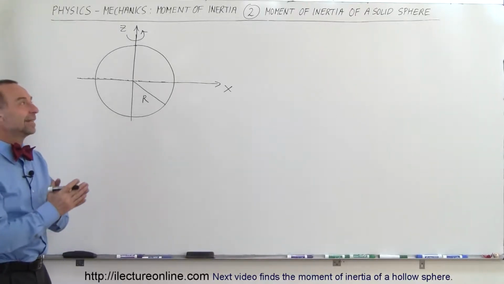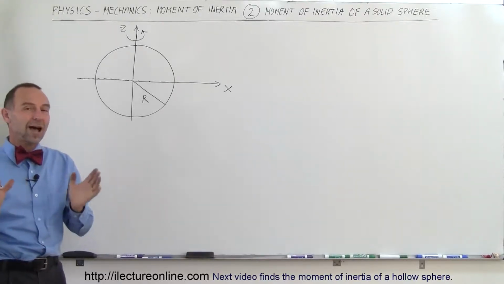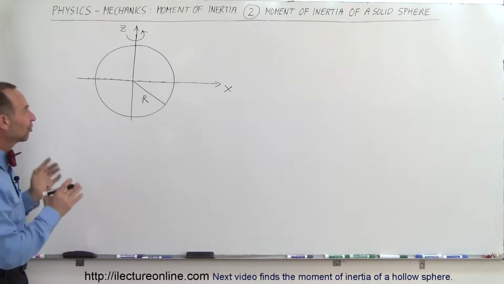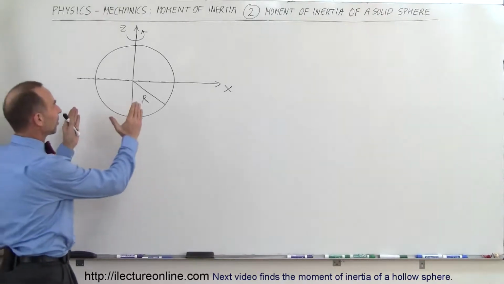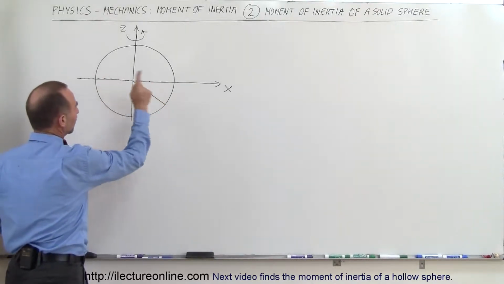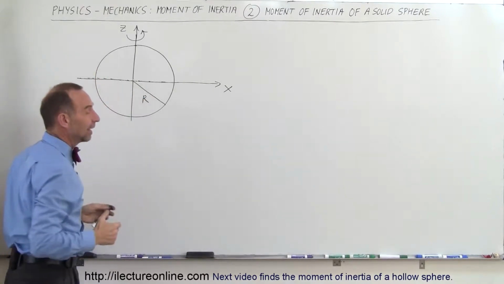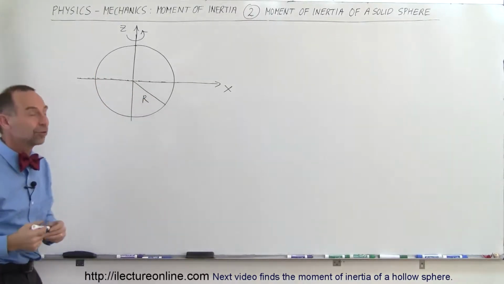Welcome to Lecture Online, and here in this example we're going to show you how to find the moment of inertia of a solid sphere. So here we have a solid sphere of radius r, and it's going to be rotating about its center of mass, and we're trying to determine the moment of inertia.